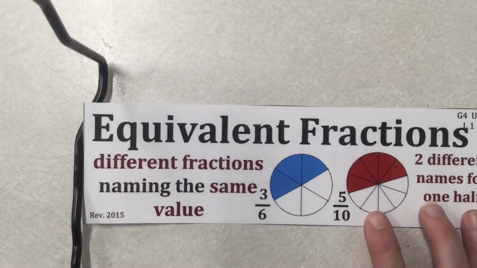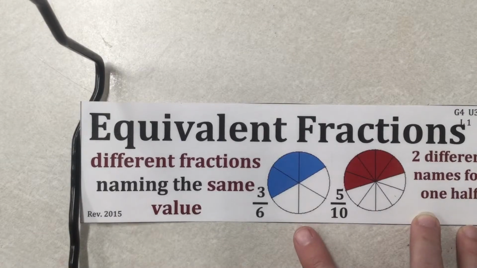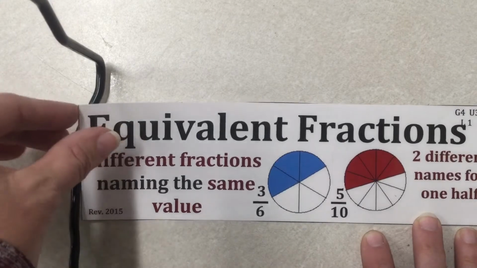Equivalent fractions are different fractions that actually name the same value. So in this example, you can see that 3/6 and 5/10, even though they may be cut up differently, are referring to the same thing. They are equivalent, and they're also equivalent to 1/2.